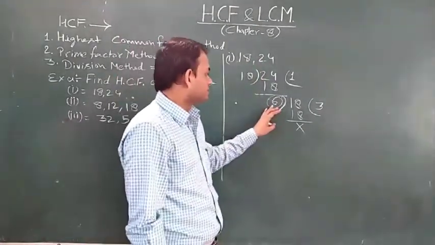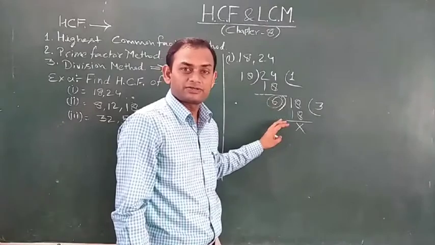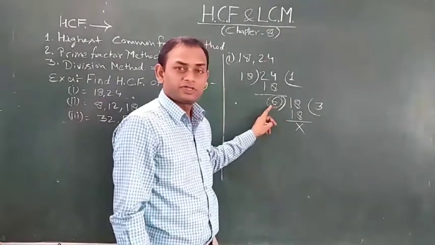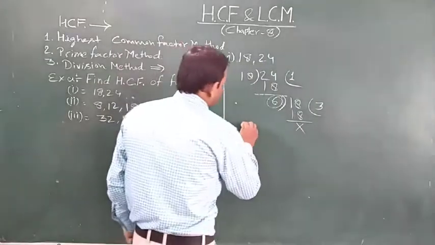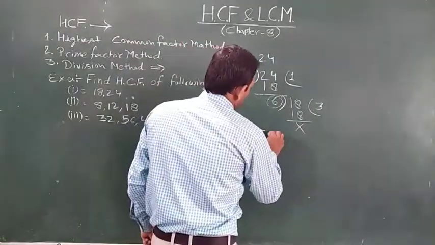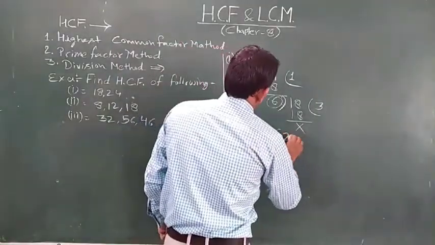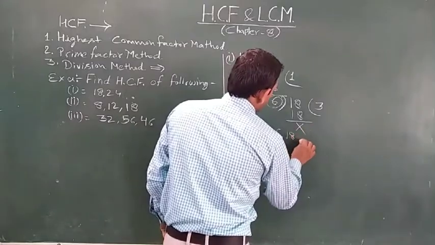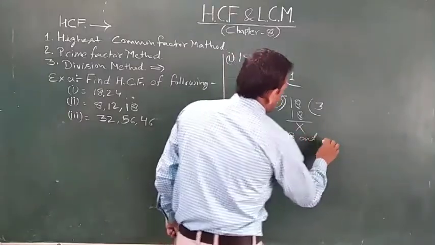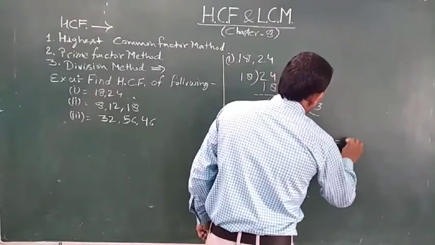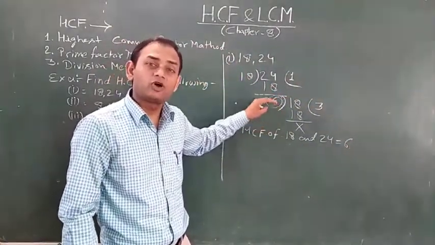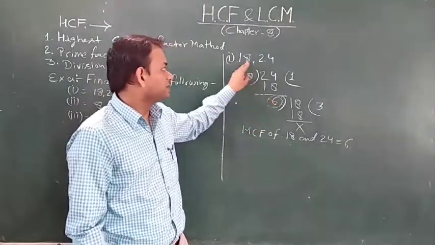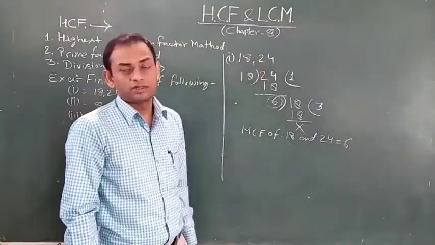Means the last divisor which we get will be the HCF of 18 and 24. So HCF of 18 and 24 is equal to 6. Means 6 is the highest common number which divides 18 and 24 exactly.